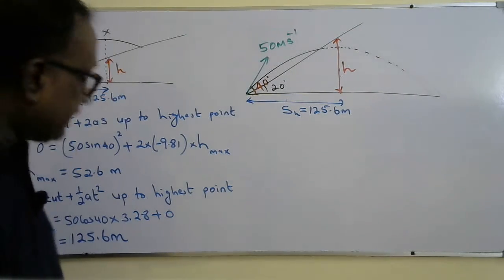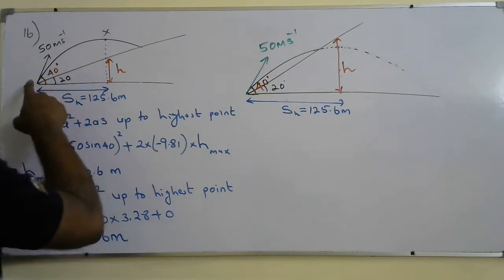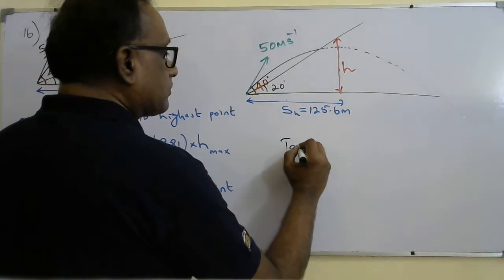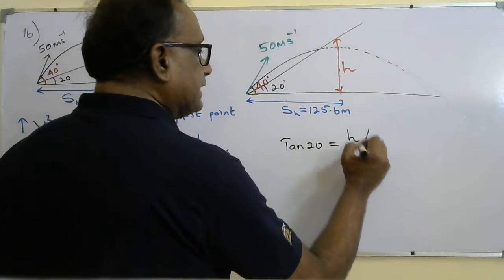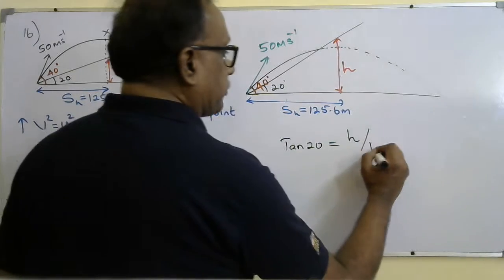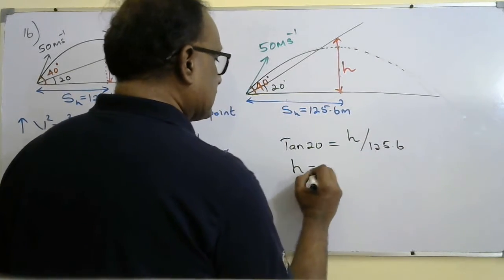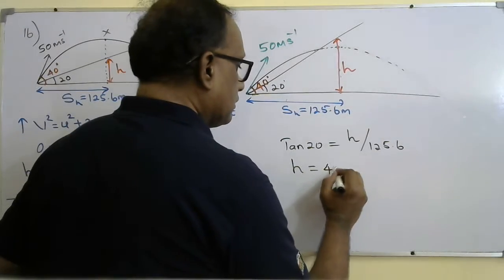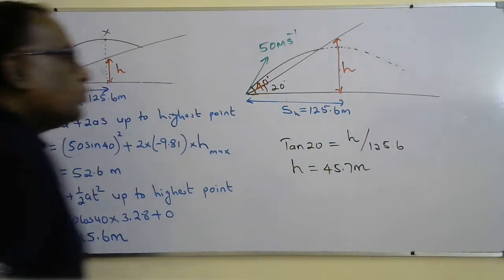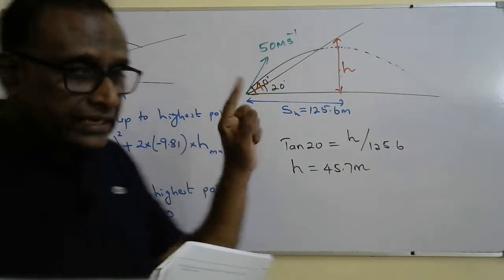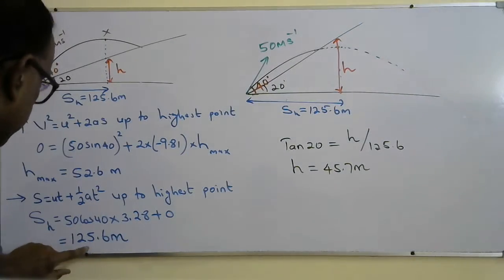Okay, so we'll find that height h. Here this triangle I can use, that is tan 20 equals h over, h is the height of the mountain, the slope, h over 125.6. Find the h. When you solve, the h becomes 45.7 meters. So we know now the height of the slope when the projectile has a horizontal displacement of this one.